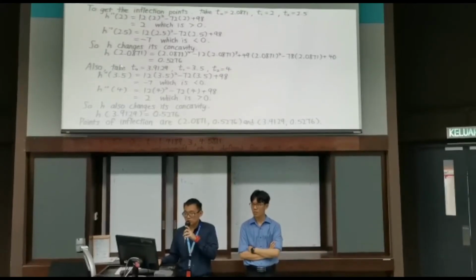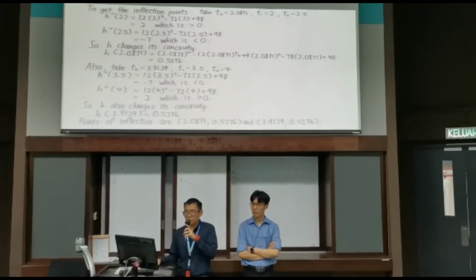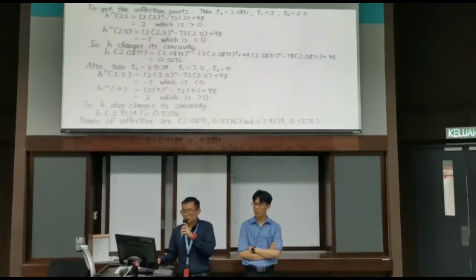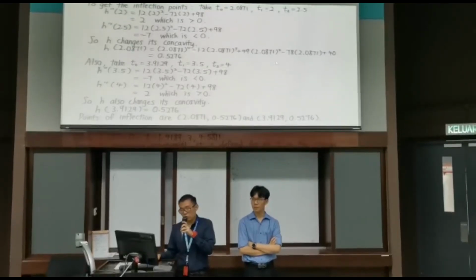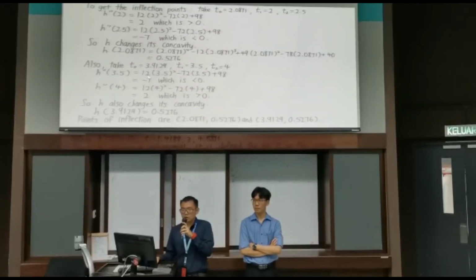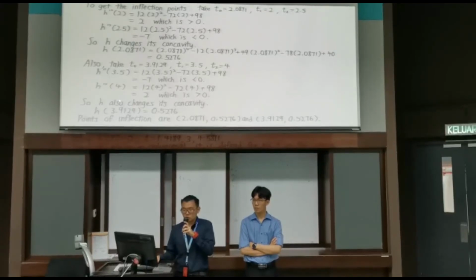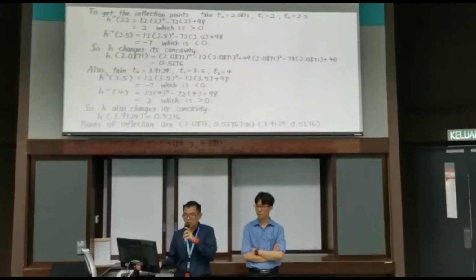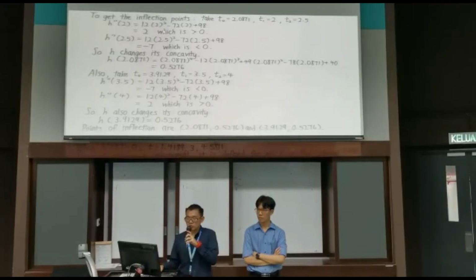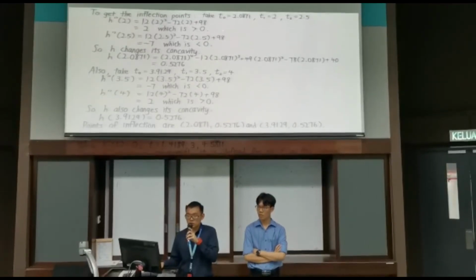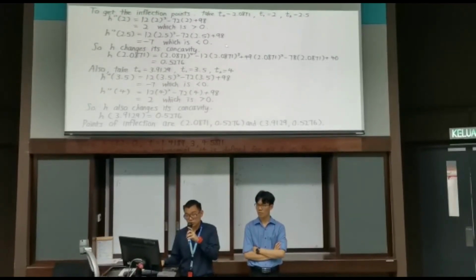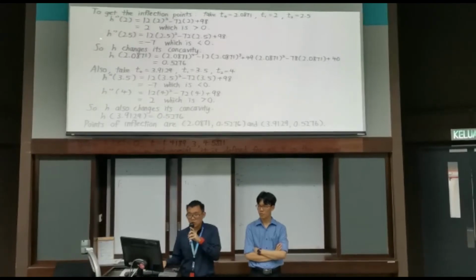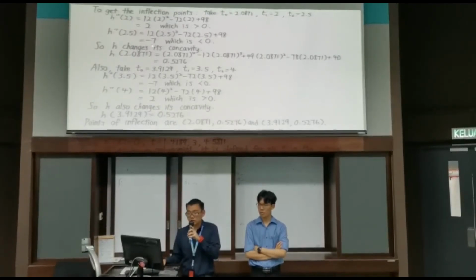Then the same thing for 3.9129. We assume another 2 points, 3.5 and 4. When we sub, we get negative 7 and 2. So we can see for the first point, the 2 is more than 0 and negative 7 is less than 0. So we know that h changes concavity.